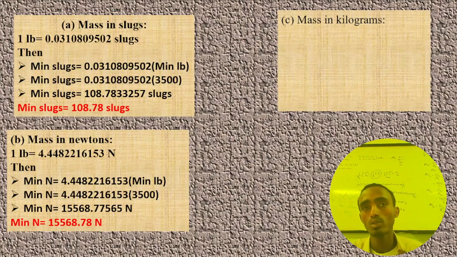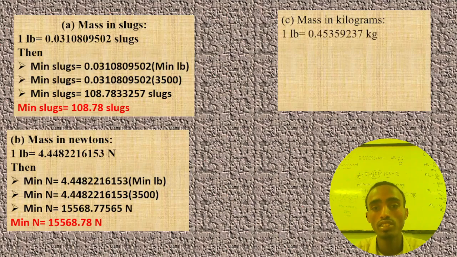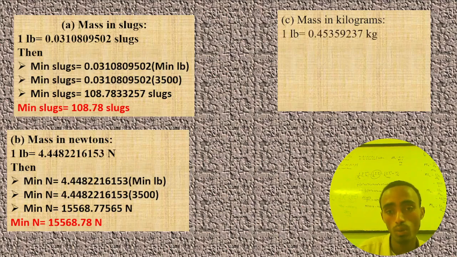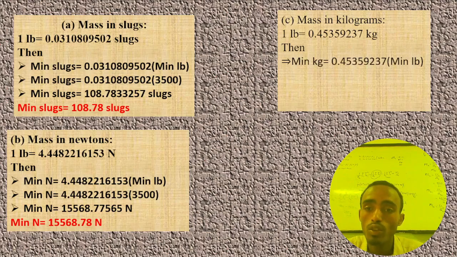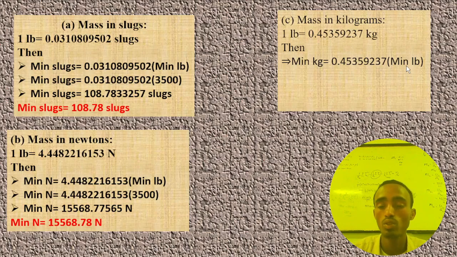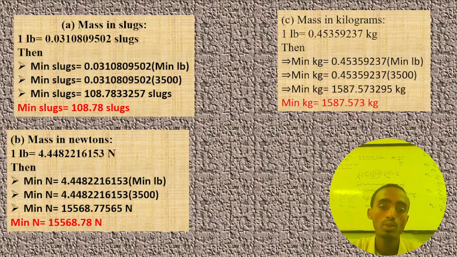The third question is how you can convert pounds into kilograms. How can you convert the mass of the car, which is 3,500 pounds, into kilograms? The conversion factor between pound and kilogram is 1 pound is equal to 0.45359237 kilograms. Then the mass in kilograms is equal to this value times the mass in pounds. The mass in pounds is already given. It is 3,500. Then you can use your calculator and finally get your answer: mass in kilograms equals 1,587.573 kilograms.